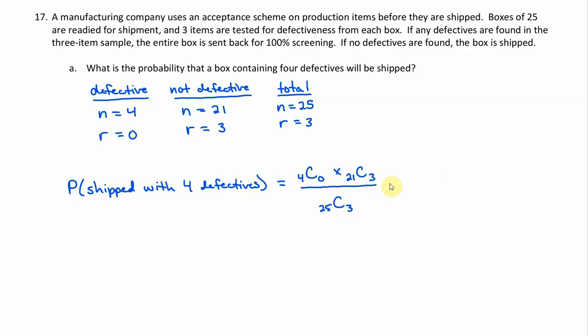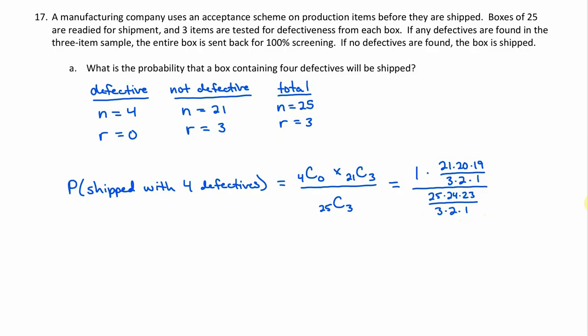Okay, so 4 choose 0, we know that's going to be 1 automatically, right? How many ways can you pick 0 things out of 4? It's 1. Just don't pick any. And then, let's see, we'd have 21, 20 times 19 over 3 times 2 times 1, because presumably with that 21 choose 3, you'd cancel out the 18 factorial. And then on the bottom, presumably, you would cancel out the 22 factorial, so you'd have 25 and 24 and 23 over 3 times 2 times 1.